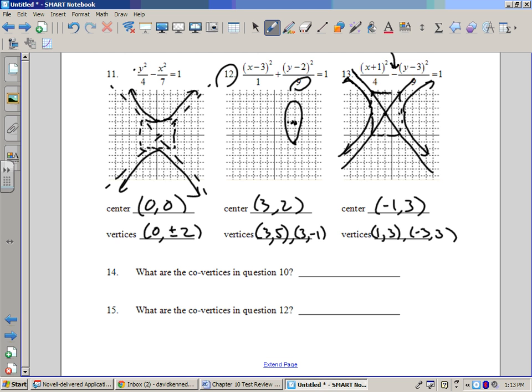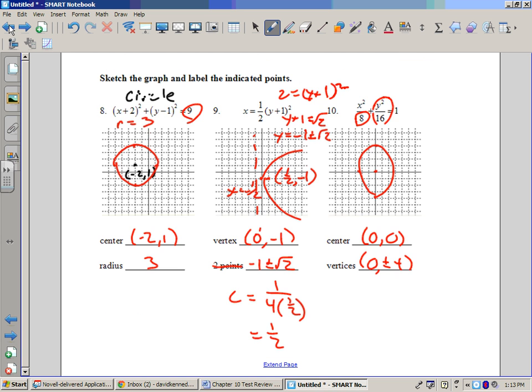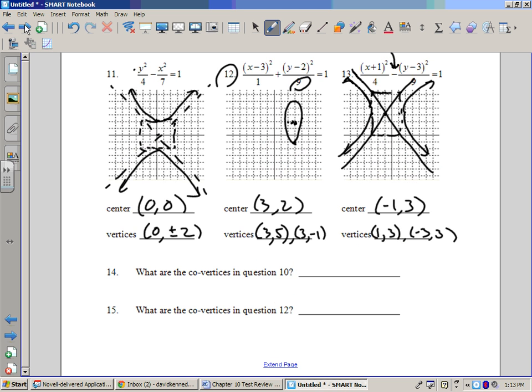What are the co-vertices in question 10? Well, let me back up to question 10. Here is 10. The co-vertices are going to be the square root of 8 away. So my co-vertices are going to be 2 root 2, 0, and negative 2 root 2, 0. Transferring that over to the next sheet, plus or minus 2 root 2, which is the square root of 8, 0.